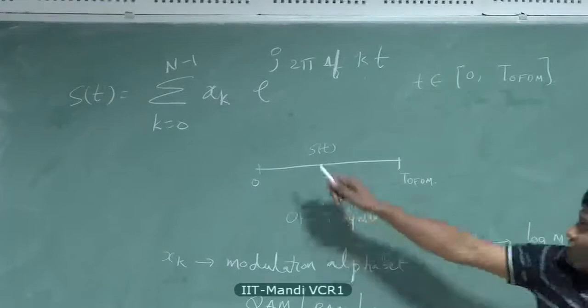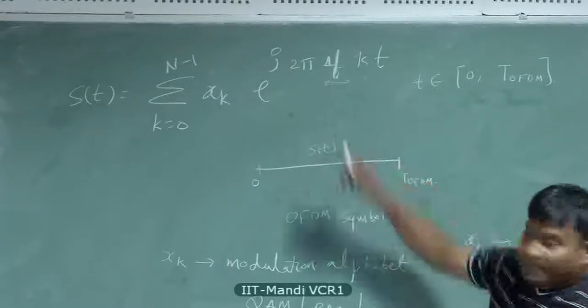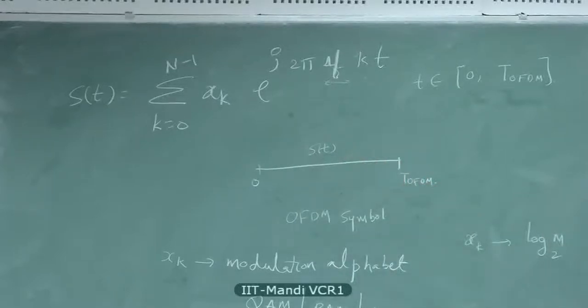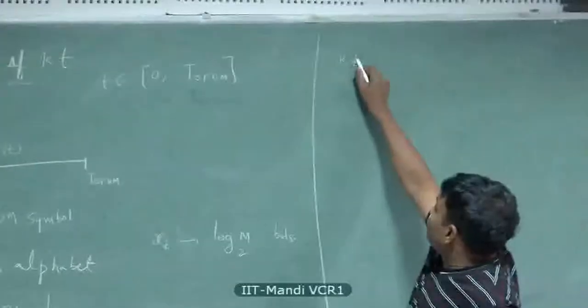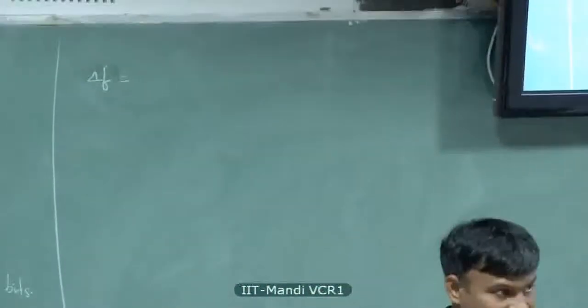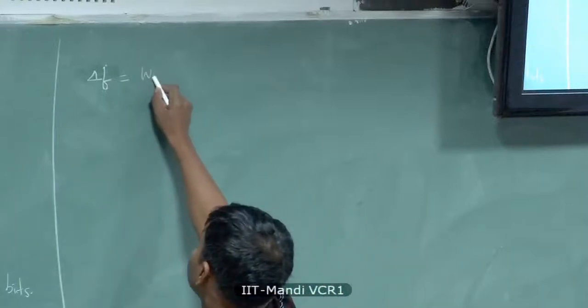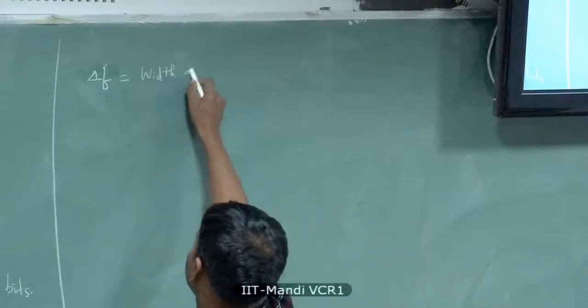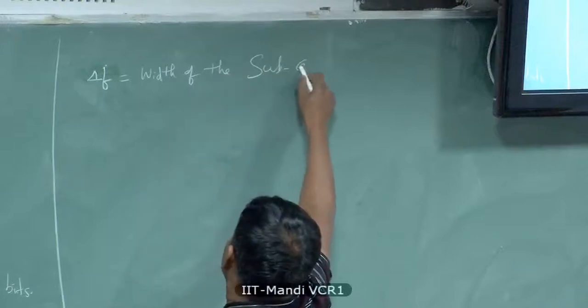You can see that this waveform has some parameter called delta f. Okay, and this k times delta f, or rather delta f, is called the width of the subcarrier. Okay, we'll define what a subcarrier is. The width of the subcarrier.